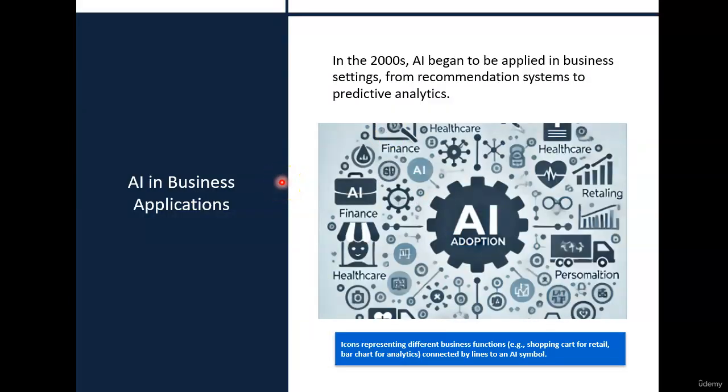AI in business applications. By the 2000s, AI began to be applied more broadly in business settings. We saw the emergence of recommendation systems such as those used by Amazon and Netflix, which leverage AI to suggest products and content to users.